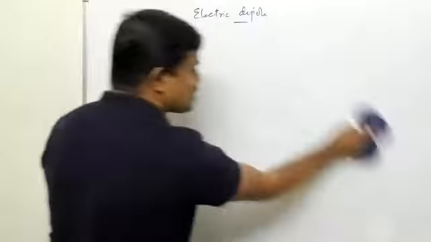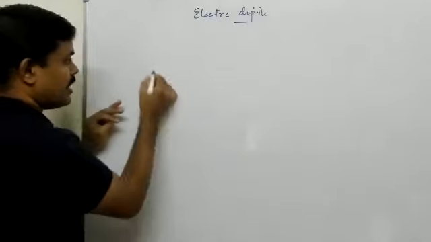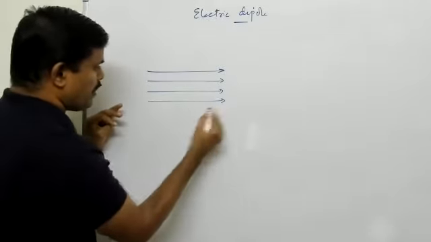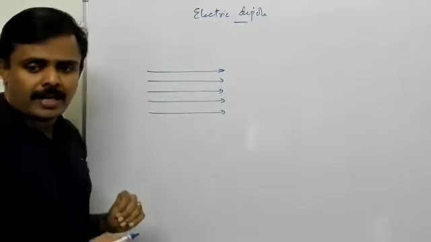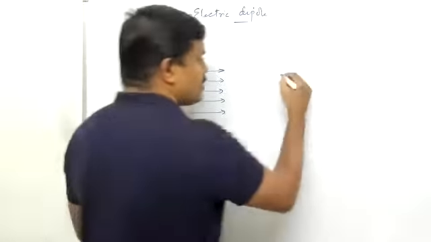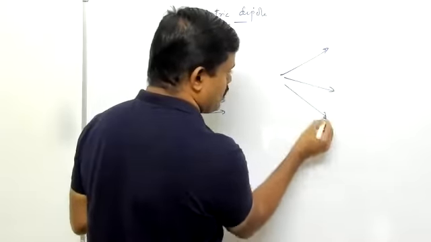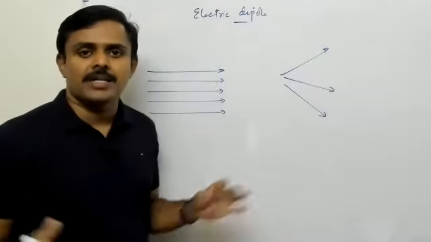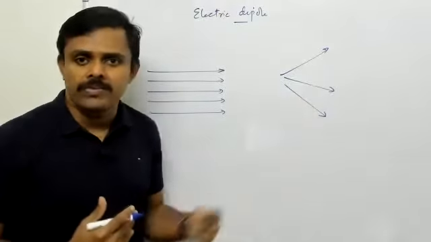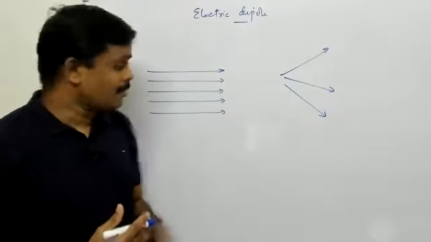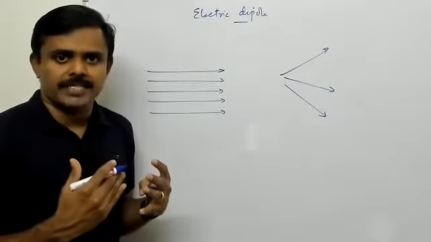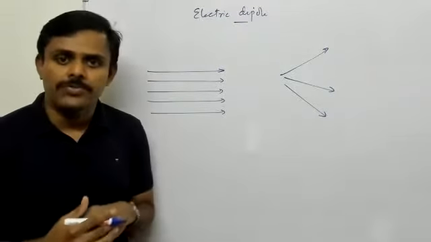So we have a system here. This is a dipole. I'm going to keep a dipole in a uniform field. Uniform field means what? All the lines are parallel, as you can see. This is called a uniform field, while this is a non-uniform field. Why? The field lines are not parallel. The field value is different at different locations. But here the field lines are parallel and equally spaced as well, which means it is a uniform field.